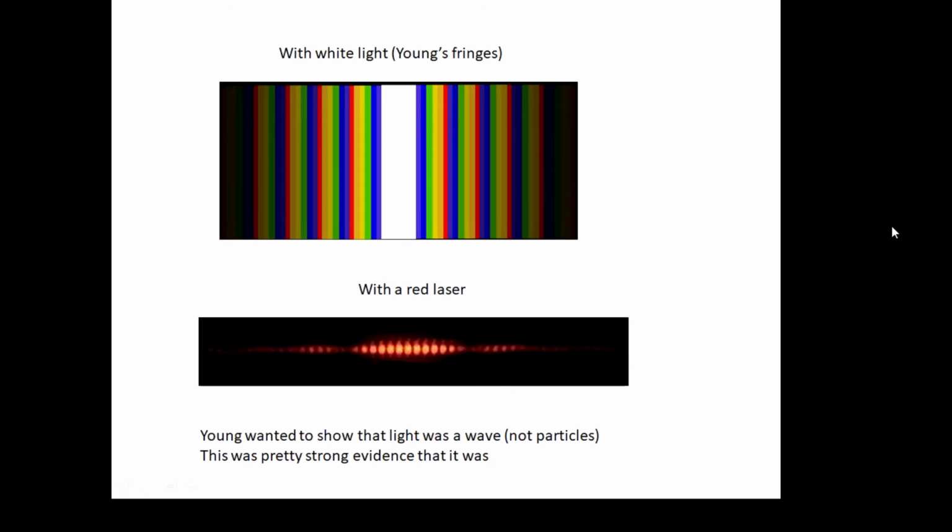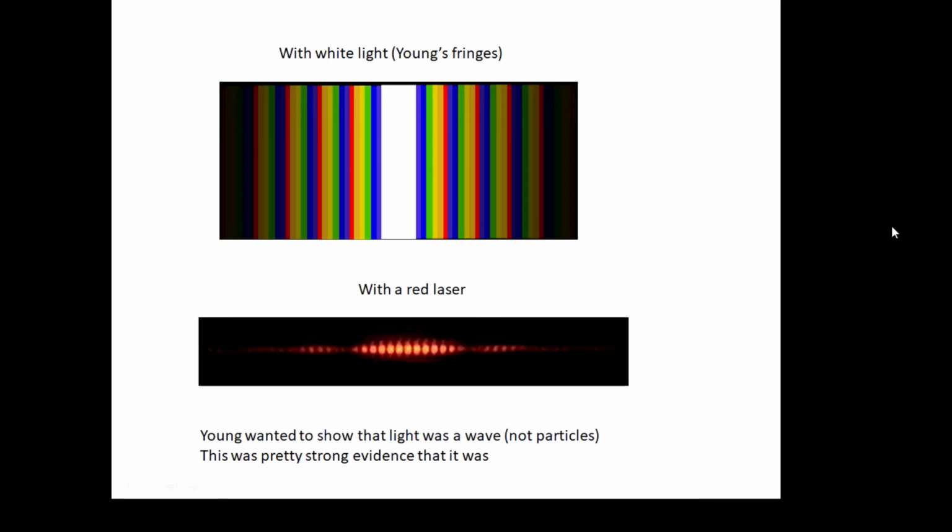With white light we get a white band in the middle, and then we get these fringes, different coloured fringes, and this is because the different wavelengths of light are interfering constructively at different angles. With a red laser, which is probably what you've done, we get this pattern, and again these are Young's fringes.